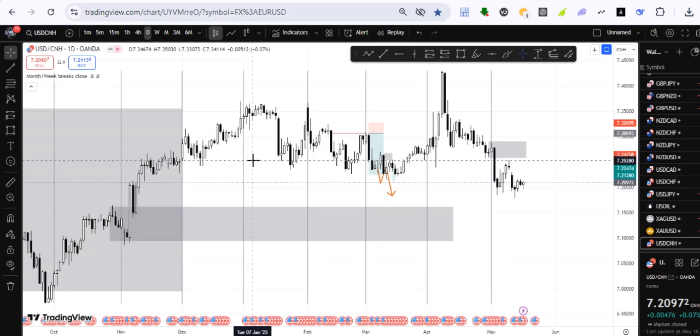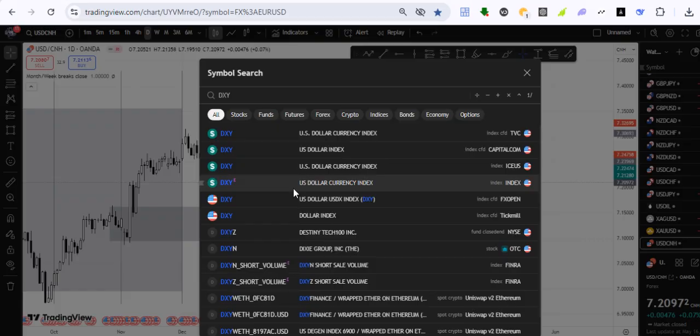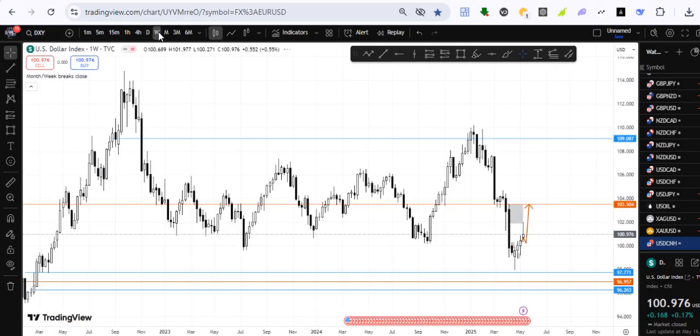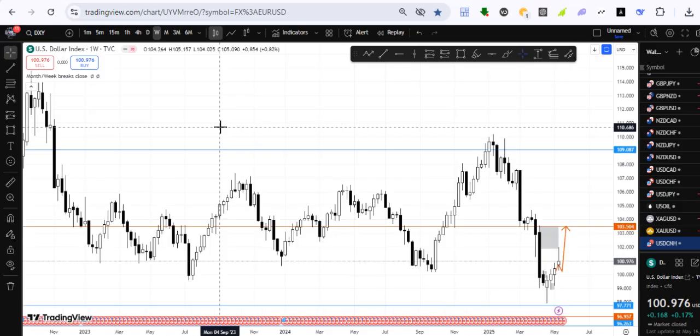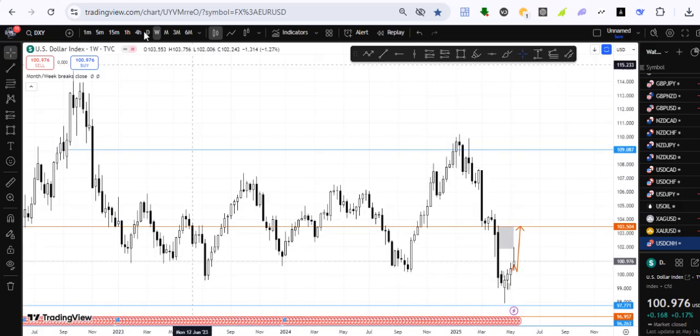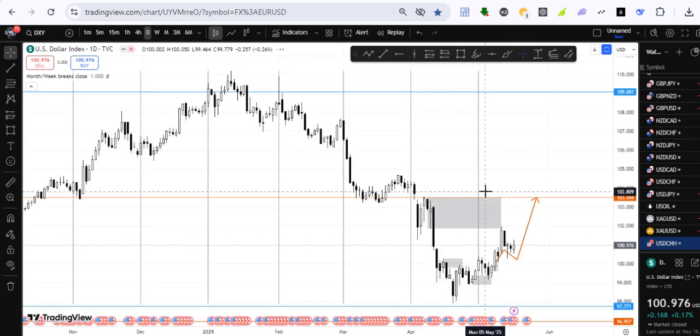Last week we had a beautiful week, and this week also should be a beautiful one, with Trump giving the market confidence on the dollar in terms of investment and all that. What we do have is this, and it's moving exactly as we anticipated. We had a little pullback last week, so price has tapped this zone.